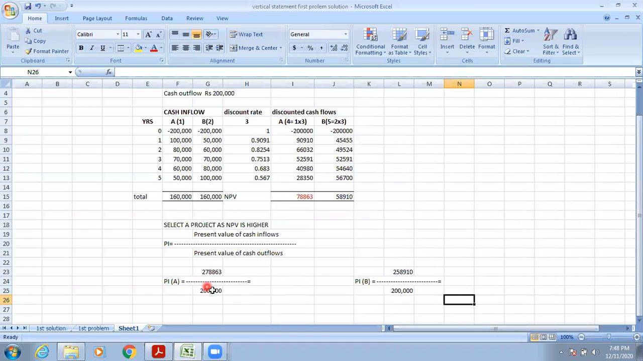Anybody calculated this one? Calculate the PI. If it is greater than 1, that project is a good one, because inflow is greater than outflow. Then only you will get 1.2, 1.3, whatever the answer. But it should be greater than 1. So what is the answer here?